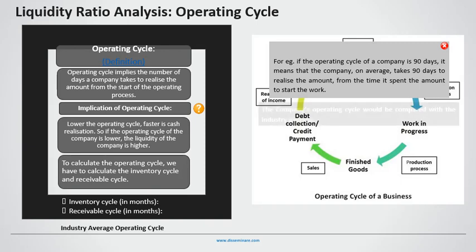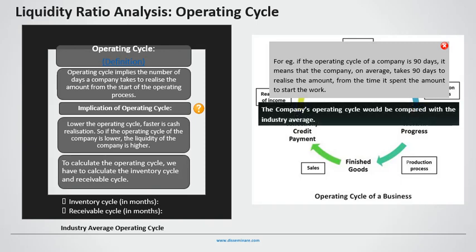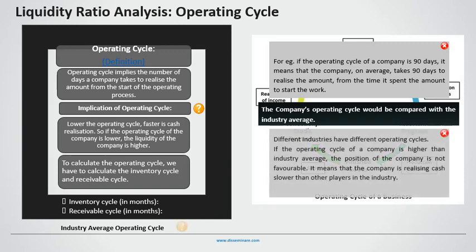Usually, the company's operating cycle would be compared with the industry average. Different industries have different operating cycles. If the operating cycle of a company is higher than industry average, the position of the company is not favorable. It means that the company is realizing cash slower than other players in the industry.